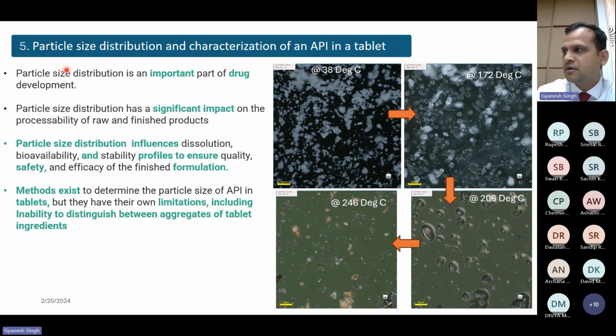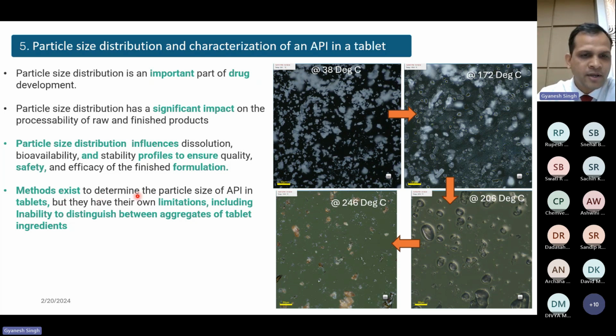So now the fifth part is particle size distribution and characterization of API in tablet. There are several instruments used in the pharma industry for understanding the particle size of a sample, because we use raw material and then we bring down the size. Particle size distribution is an important part of drug development, and it has a significant impact on the processability of raw materials and finished products. It influences dissolution, bioavailability, and stability profiles to ensure quality, safety, and efficiency of the finished formulation.